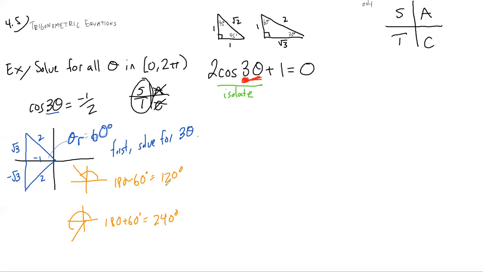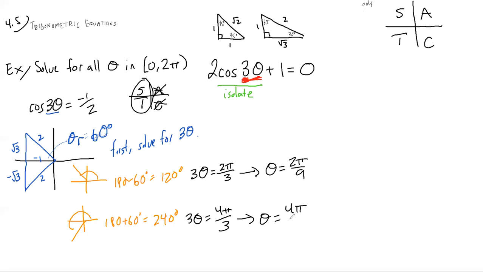And I will convert both of those to radians. So this is 3 theta is 2 pi over 3. And this one would be 3 theta is 4 pi over 3. What that tells us, we can just solve for theta now, and we get theta is 2 pi over 9. And theta is 4 pi over 9. Now, there's a bit of a problem here in that there are more answers. So we're not actually done.